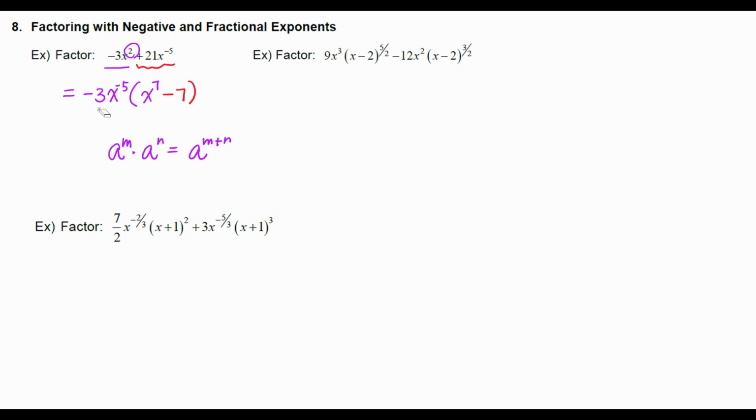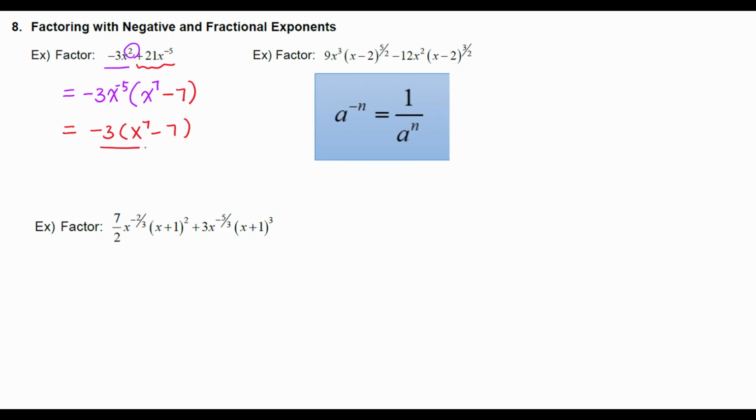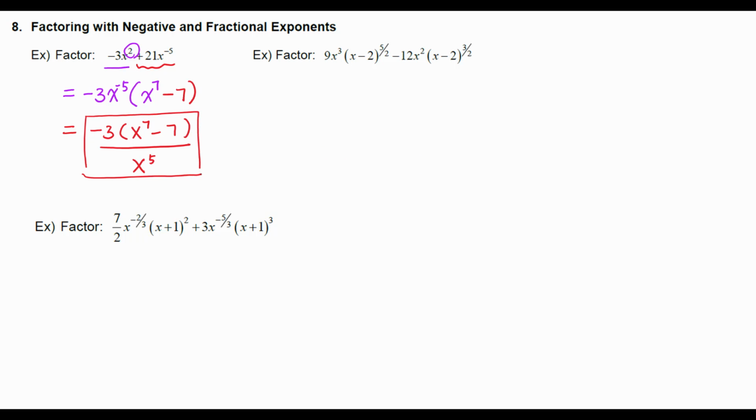But because we do not leave a negative exponent in the answer, you need to simplify this. Negative 3 is just negative 3, so it stays there. But the negative exponent needs to go to the denominator, and it turns into a positive exponent. So the answer is negative 3 times the quantity x to the 7th power minus 7, over x to the 5th power.